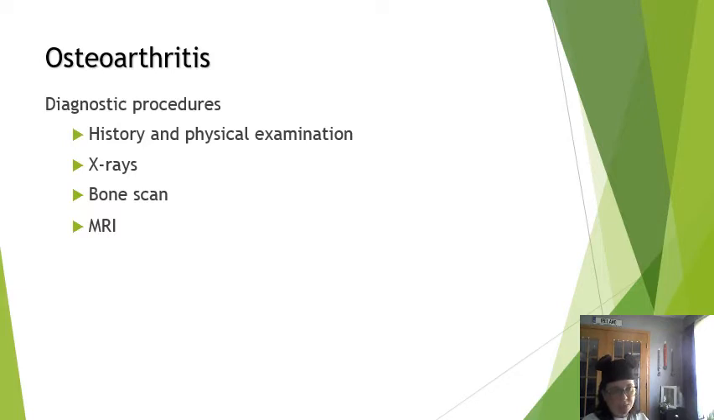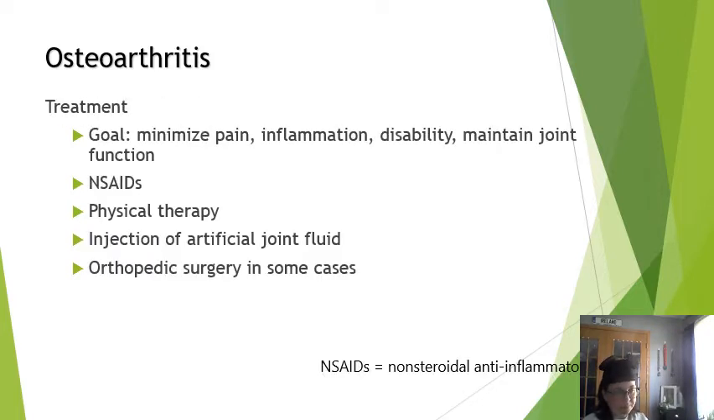It is diagnosed with a history being taken and a physical exam, and the trifecta of scans: X-ray, bone, and MRI. Treatment starts with a goal to minimize pain, inflammation, and disability, all the while maintaining joint function. So we have our NSAIDs, like ibuprofen or Tylenol, which can be taken OTC or over-the-counter strength. Or if needed, a prescription level from the physician.